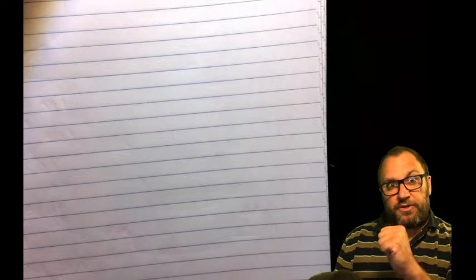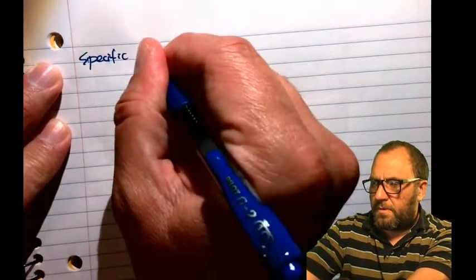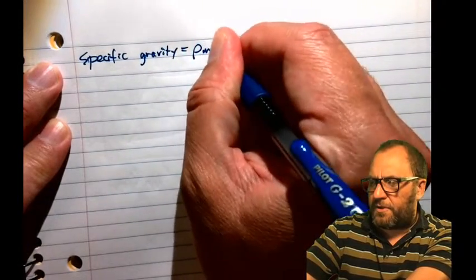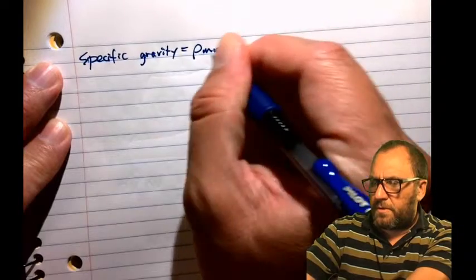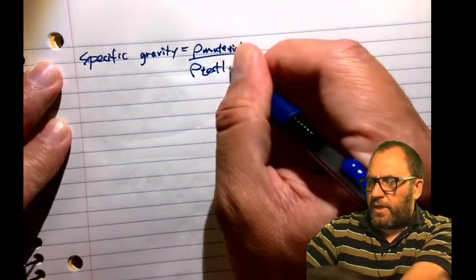Okay. Then what is specific gravity? We didn't mention what specific gravity is, but if you want to find the specific gravity of something, you would take the density of whatever material it was you wanted to find the specific gravity of, and you would divide it by some test liquid. Okay? So let's say specific gravity would equal density of your test material divided by the density of your test liquid.